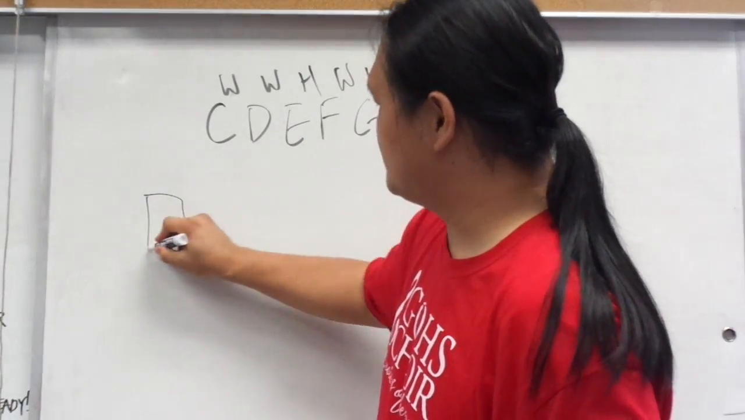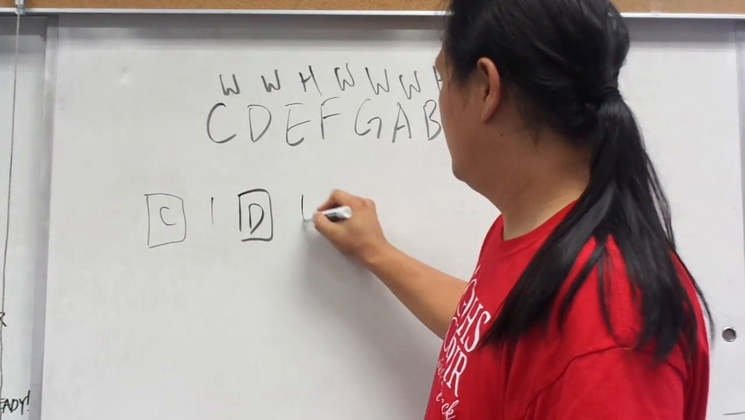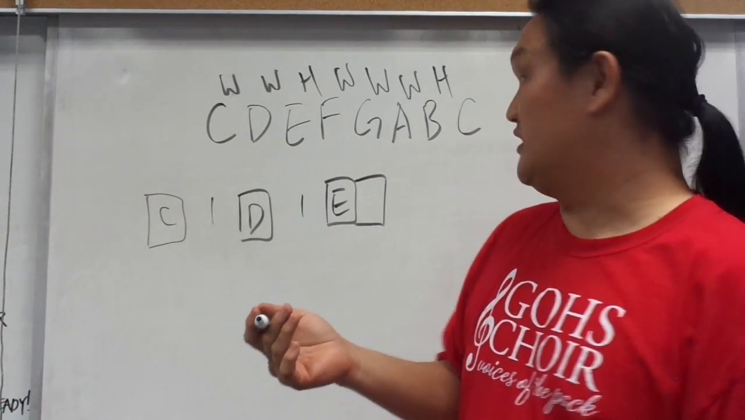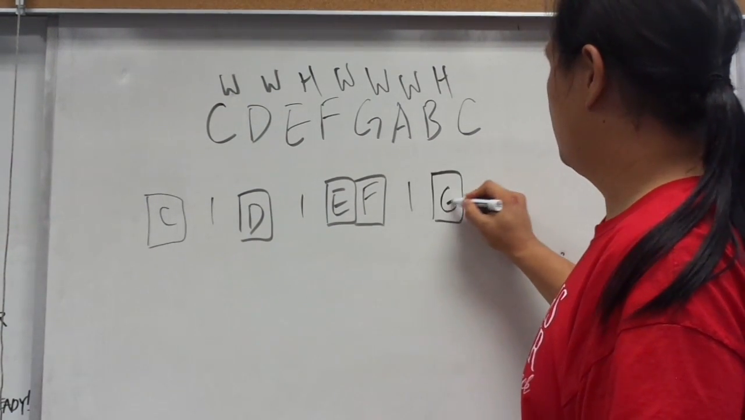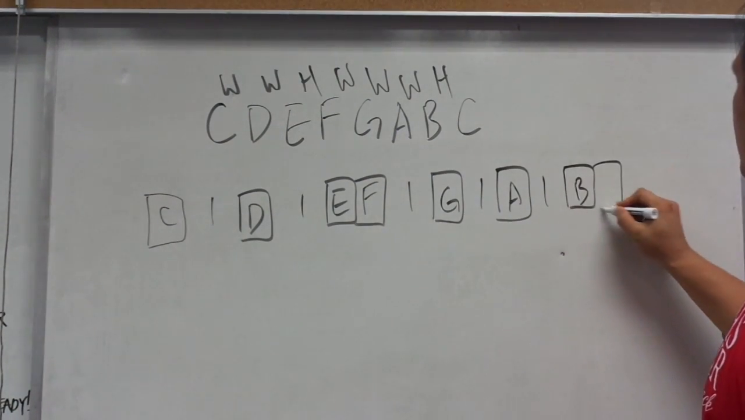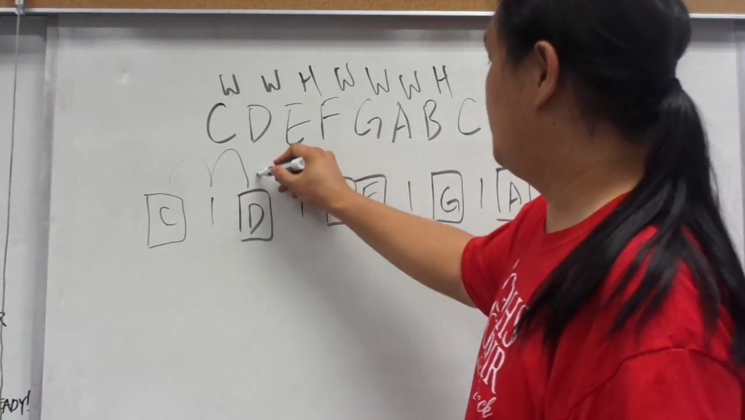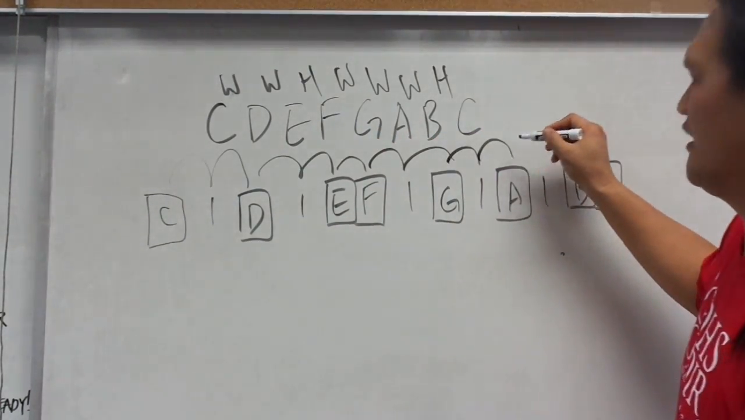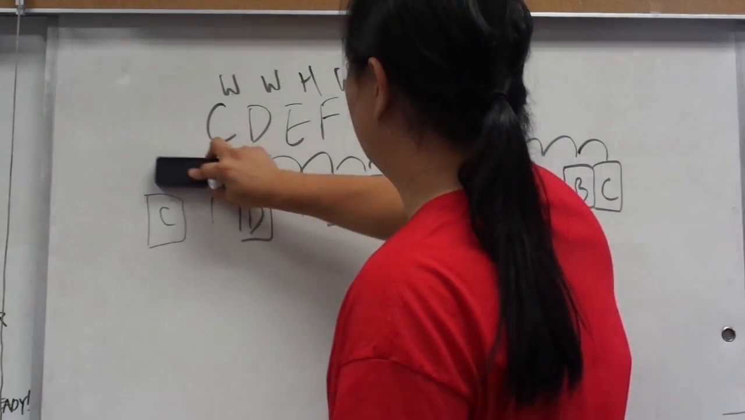So if you could imagine here, that's a C. There's a step here. There's a D, E, because E and F are just a half step, for they're right next to each other. F, G, A, B, C. So for a whole step, we go 1, 2. Whole step, whole step, half step, whole step, whole step, whole step, half step. You see that?